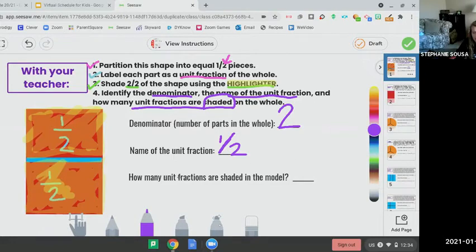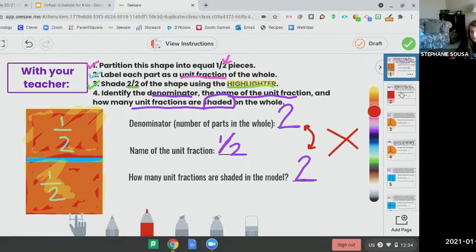Next one. How many unit fractions are shaded? That means how many did I color with my dusty highlighter? I colored 2. Both pieces are shaded, so I colored 2 or shaded 2. In this example, these two happen to be the same. In yesterday's work, they were the same. In today's work, they might not be.